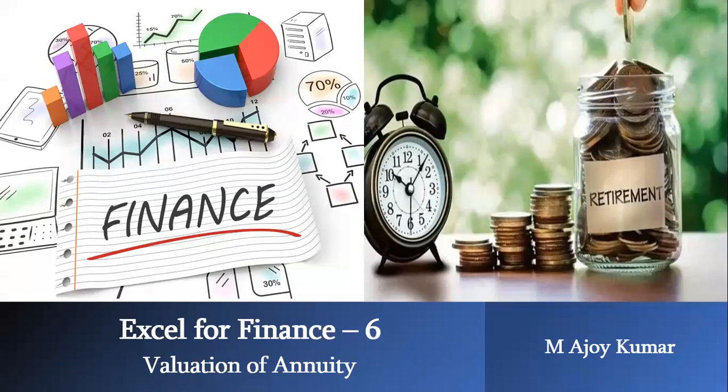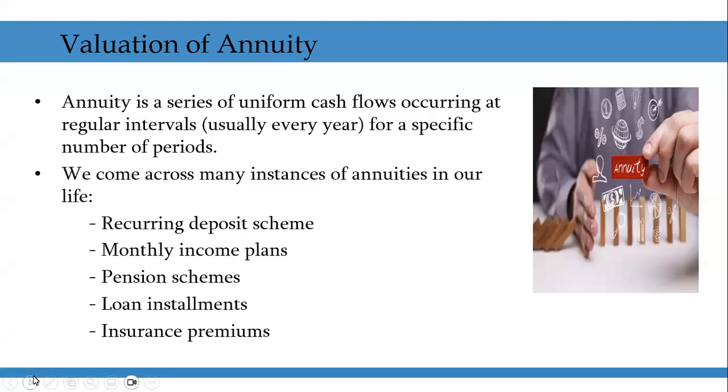In this short video, we shall learn about valuation of annuity. What is an annuity? An annuity is a series of uniform cash flows occurring at regular intervals, usually every year, for a specific number of periods. So the characteristics of an annuity is the amount occurring every year is the same and it occurs for a specific number of years. We come across many instances of annuities in our real life, like recurring deposit scheme, monthly income plans, pension schemes, loan installments, insurance premiums, etc.